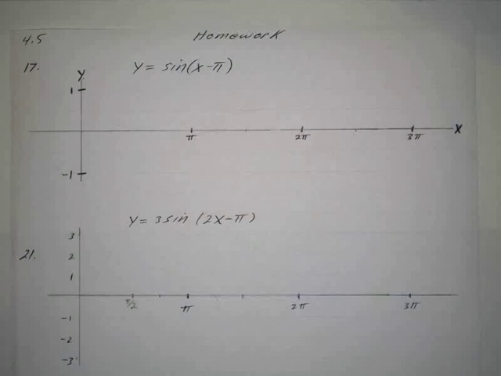Okay, these are some problems from section 4.5. We want to show one period of each of these functions with this given shift. And we can see over here, first of all, this is the first one, number 17. This is just a sine of pi minus x.